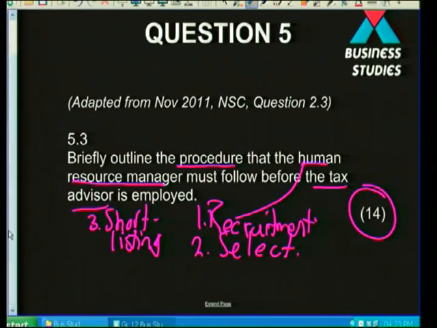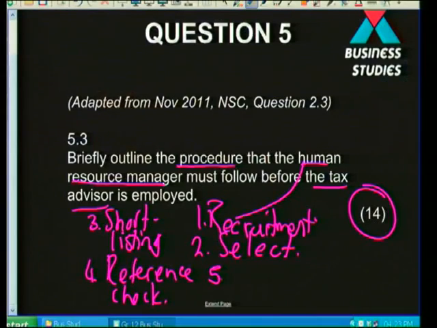Next one, you may want to do a quick reference check first. But before you call in the shortlisted candidates, you may want to check their references. And you may ask some questions of the referees that they have actually appointed, and also whether they actually have a BCom degree, etc. Right, the next step is going to be, so we're already on number 5 out of the 7 that we need.